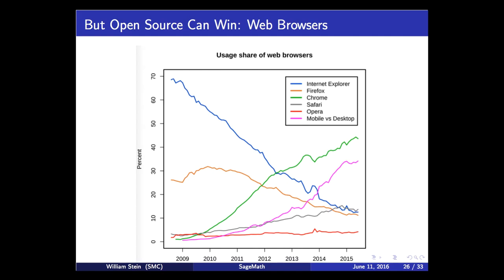Here's an example of the market share of web browsers. That blue line, which is going down a lot, is a web browser that was very popular, totally dominated the market a few years ago, Internet Explorer. And it no longer, I mean, I'm sad for my friends in Seattle, but it no longer is dominant. And the green line that's going up very quickly is Google Chrome, which is almost entirely open source.